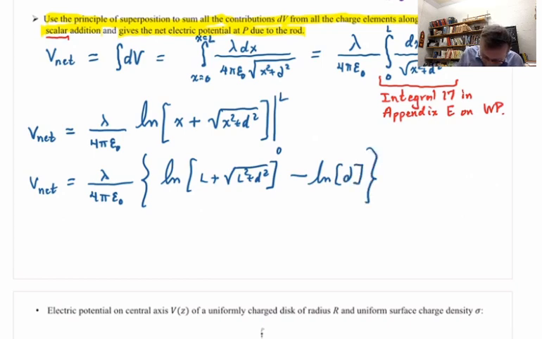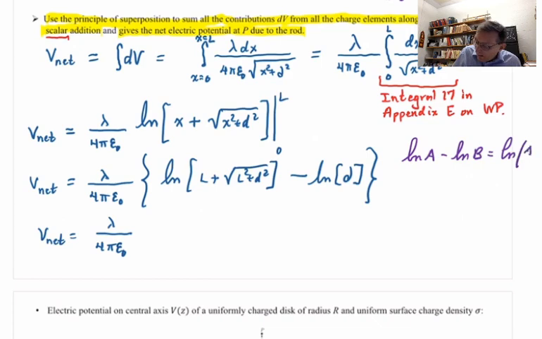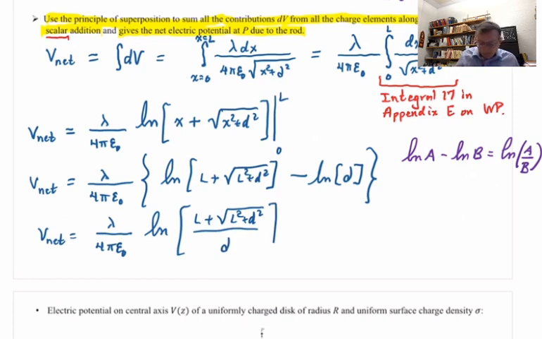Now what most people would do at this point is use the property of logarithms that log of a, I'll write it over here to the side, minus the log of b is equal to the log of a over b. So I can then use that to simplify this to the log of L plus square root of L squared plus d squared, all over d. And we have found the electric potential.